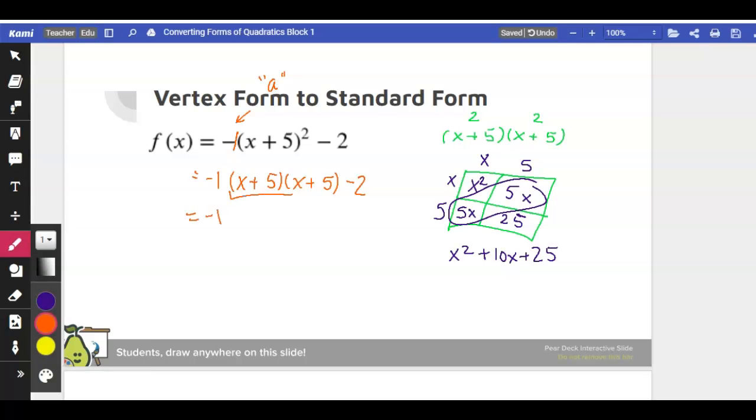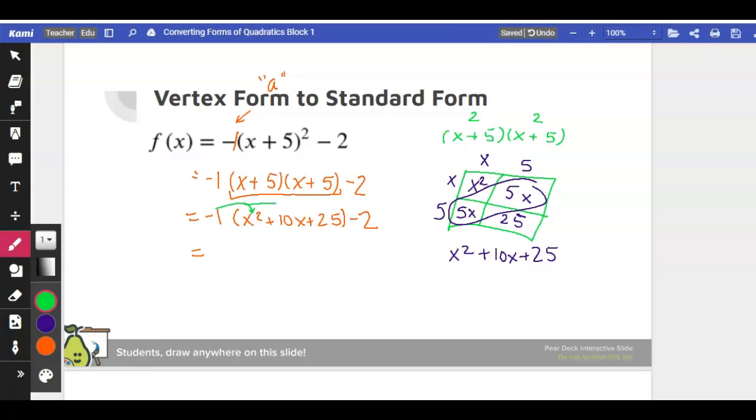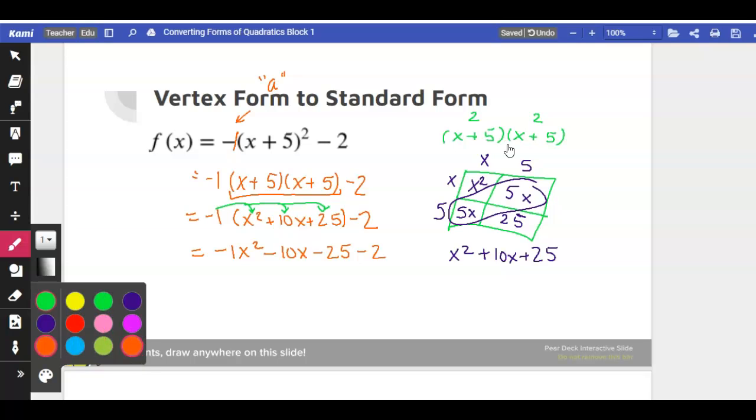So I'm going to replace this with that x squared plus 10x plus 25. Now notice I've kept it in parentheses, and I've had to keep it in parentheses because I still have something that needs to be multiplied on the outside of it. So now I'm going to distribute this. That -1 gets distributed to all terms inside the set of parentheses, and that will get you -1x squared, -10x, -25. And then the -2 is still there.